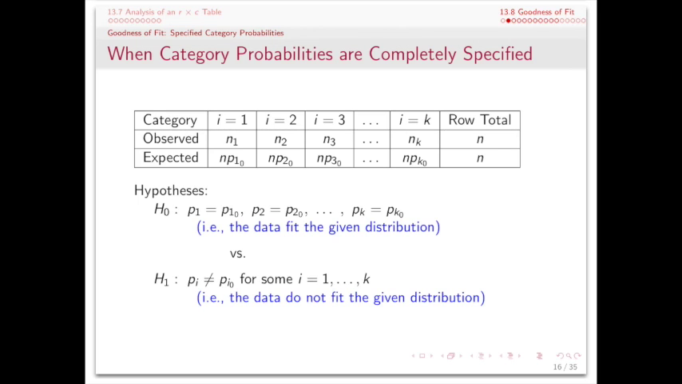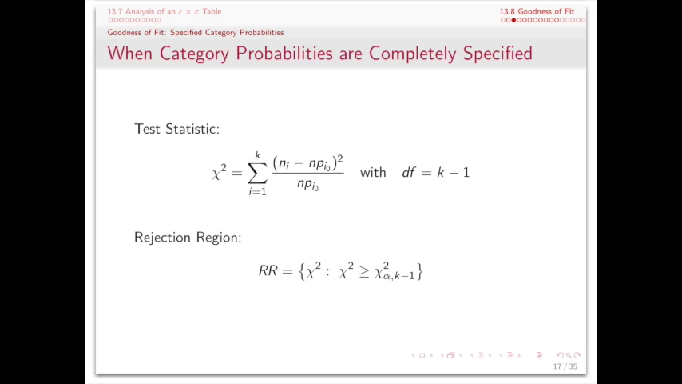And the alternative hypothesis would say that for one of those categories, i between 1 and K, the probability is not equal to that specified probability pi naught. In other words, the data will not fit the given distribution if just one of those probability statements fails to be true. Our test statistic here is again going to be a sum.